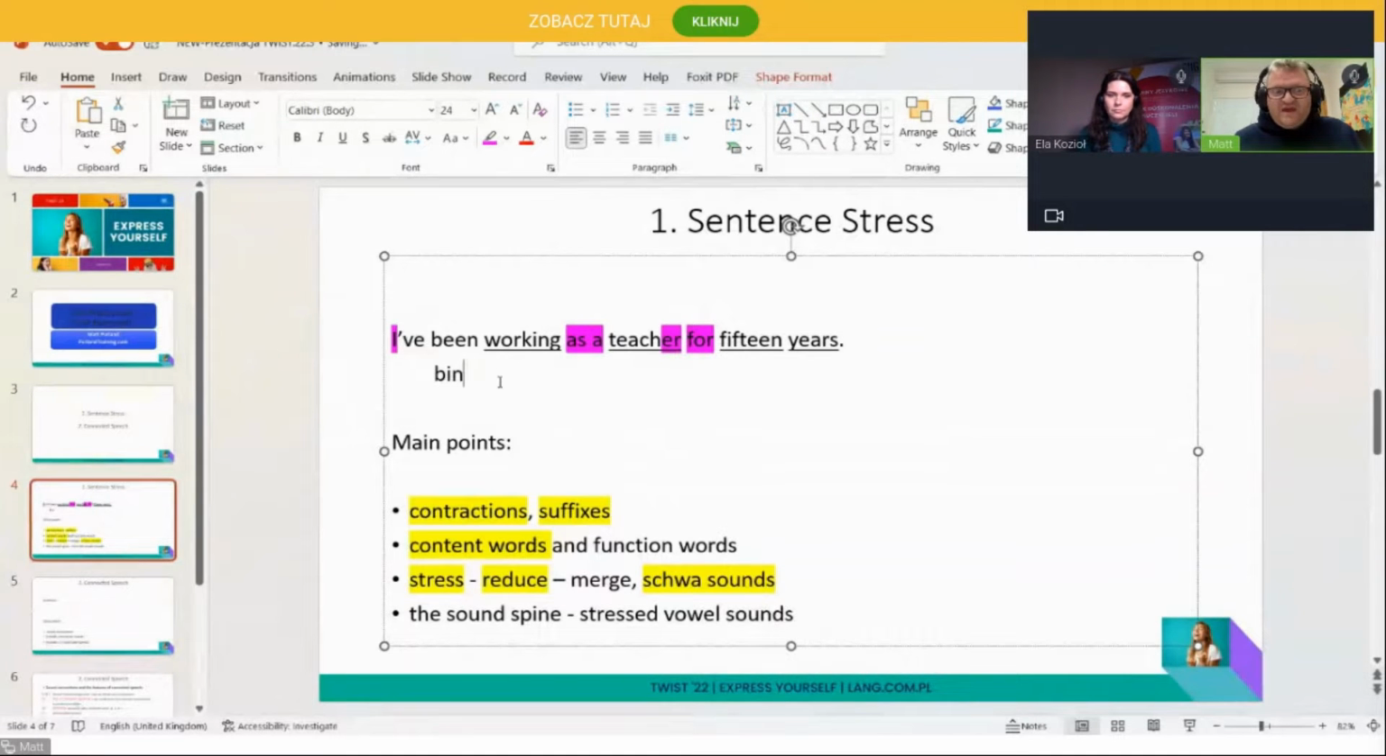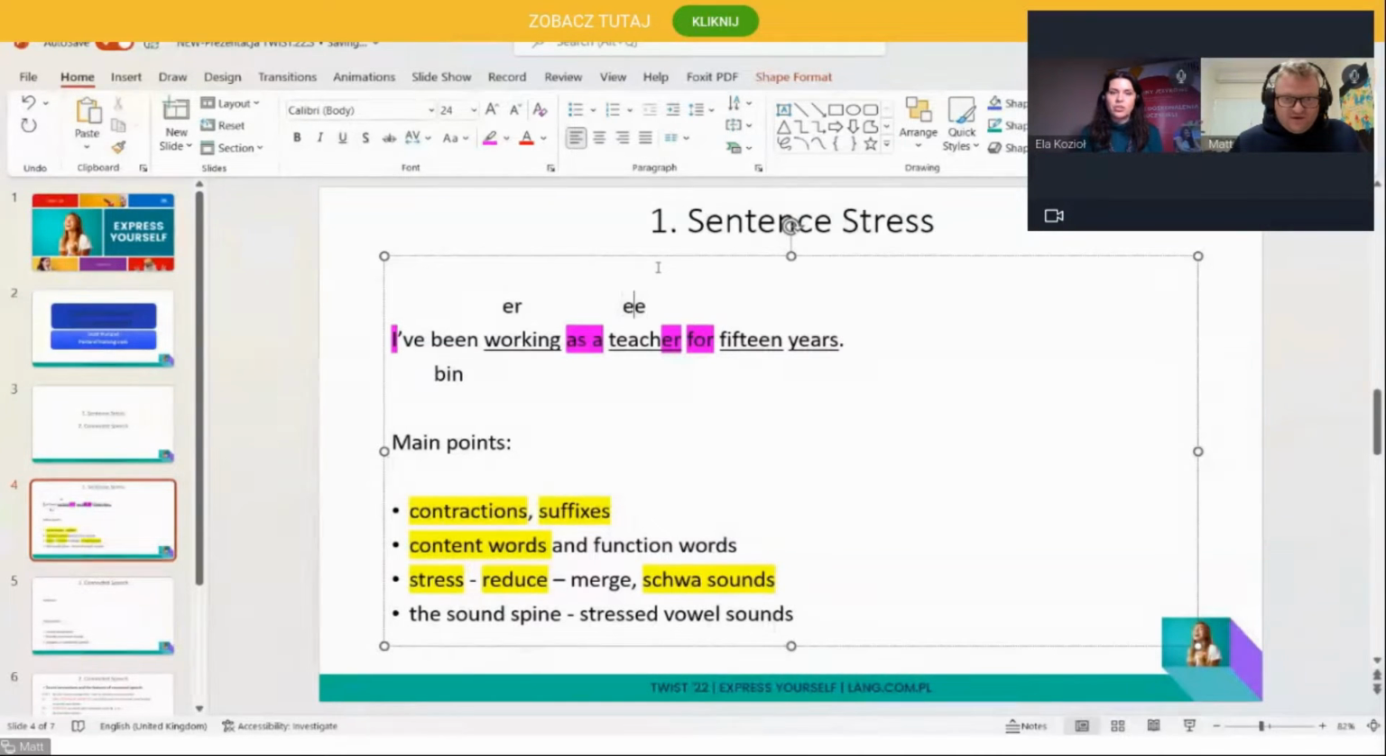The problem is if you say, I have been working as a teacher for 15 years, you're not giving the listener what they want. They need to hear the stressed vowel sounds. What are the stressed vowel sounds in this sentence? The one in working. We don't stress a suffix, so ing is not stressed. We know that.